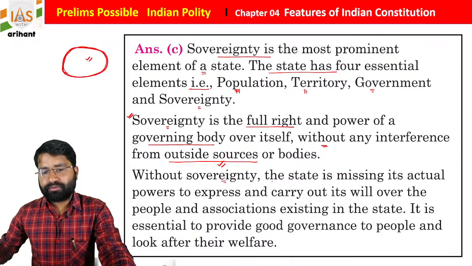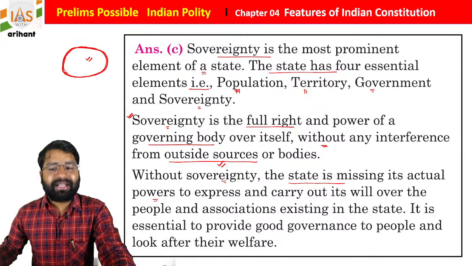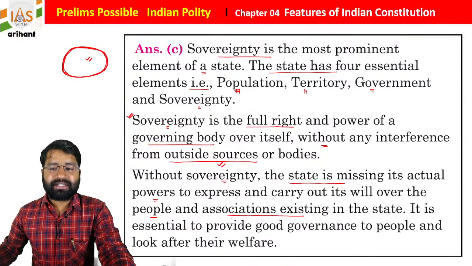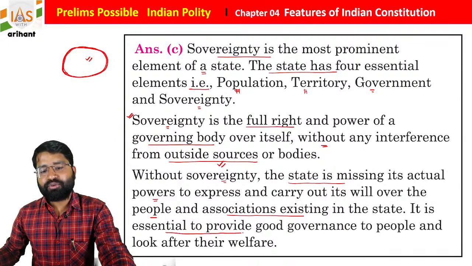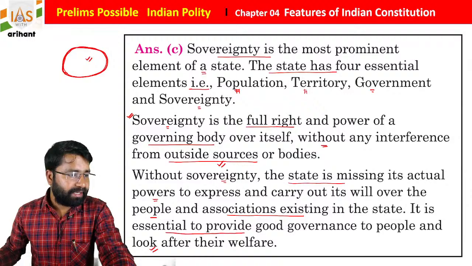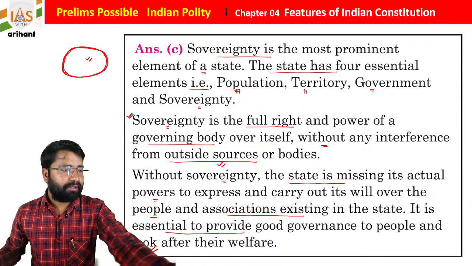So without sovereignty, the state is missing its actual power to express and carry out its will over the people and the associations existing in the state, students. It is essential to provide good governance to people and look after their welfare, students. Getting it? Easy? Okay, everyone?